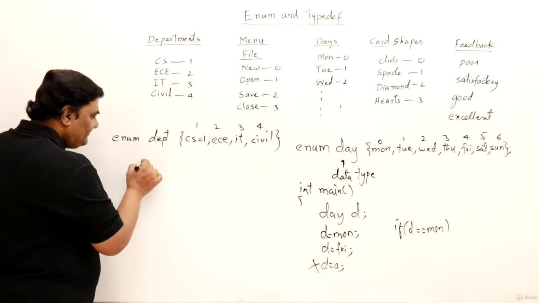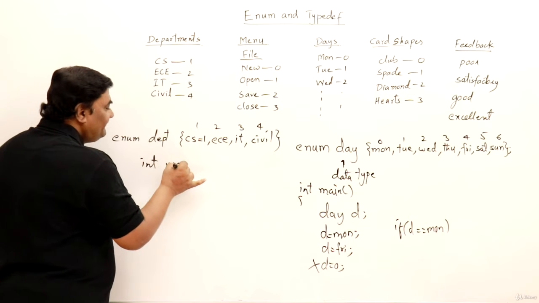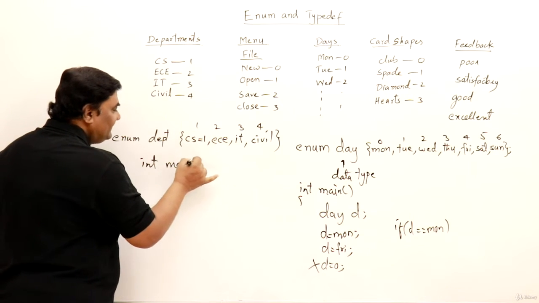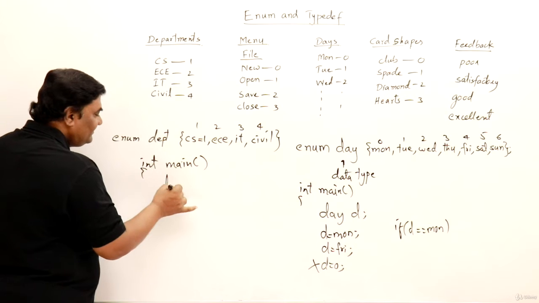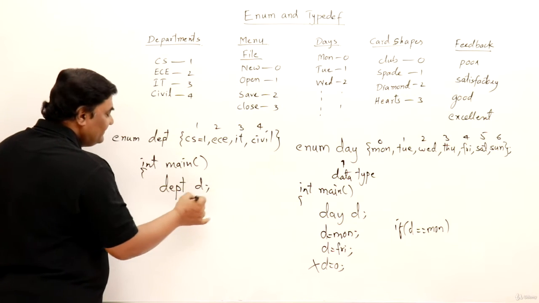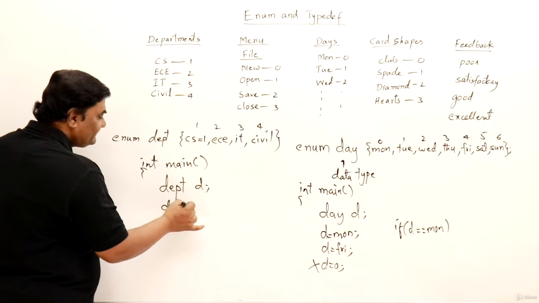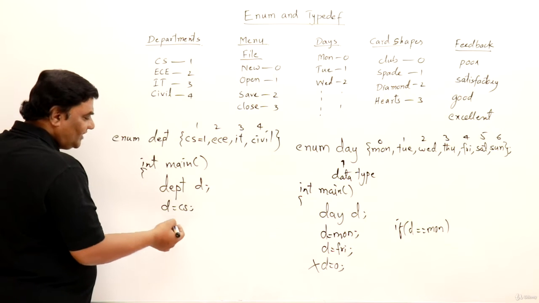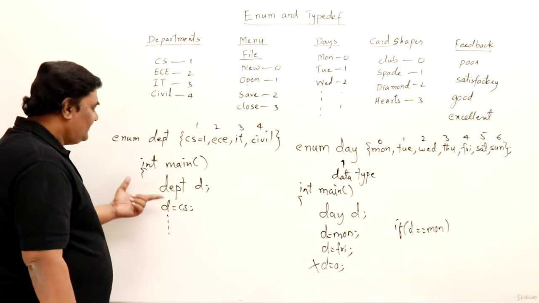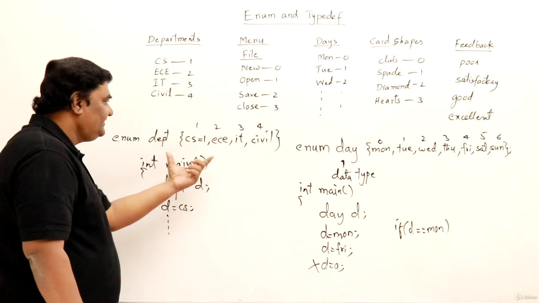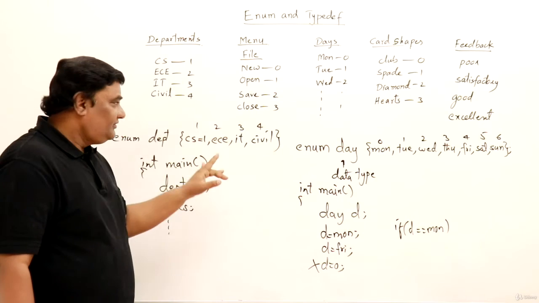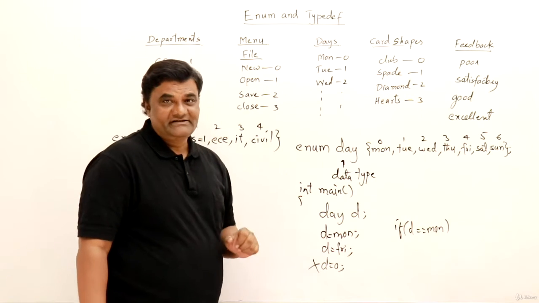Now in my program, inside main function, if I want to declare a variable of type department, DPT, D, then D assign CS. Like this you can use. Or any other department you can assign. So you can declare a variable which can have only this set of values. Right? You cannot write anything other than this.